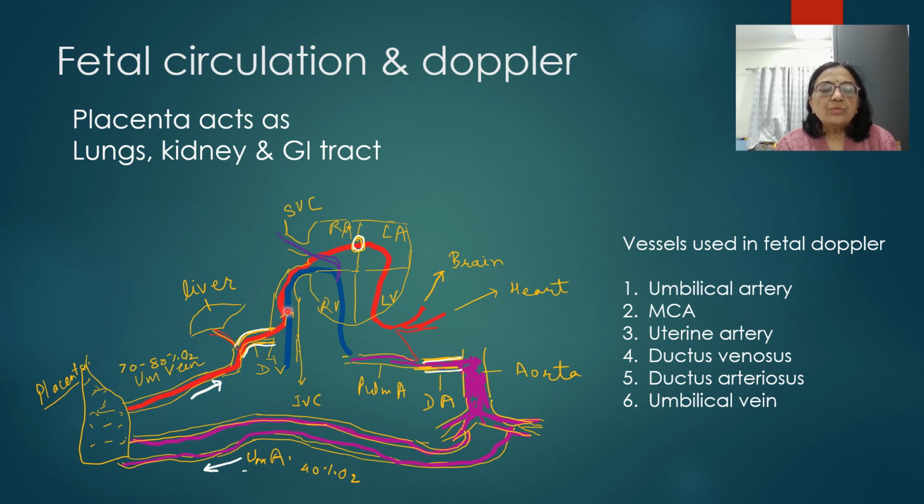Surprisingly, these two currents do not mix with each other, and the oxygenated current passes through the inferior vena cava into the right atrium. Through the foramen ovale, it enters the left atrium, then from there the left ventricle. And this well oxygenated, 70 to 80% oxygenated blood mainly supplies the vital organs of the fetus, such as the fetal brain and the fetal heart. A small branch also goes to the pulmonary artery and drains oxygenated blood into the pulmonary artery.